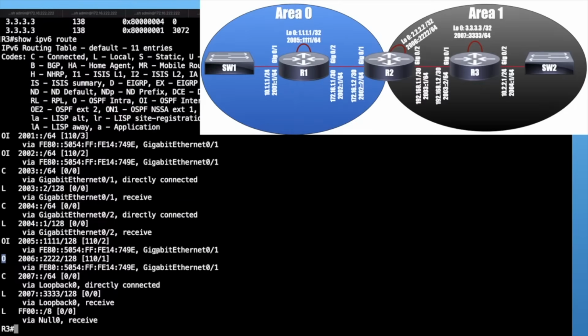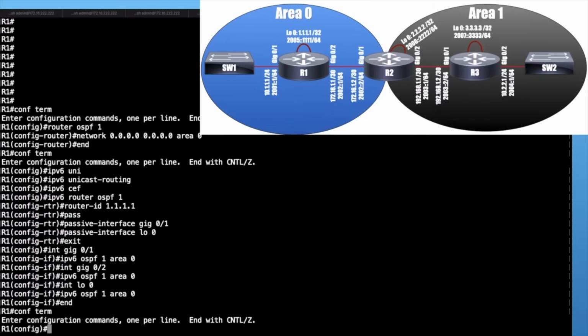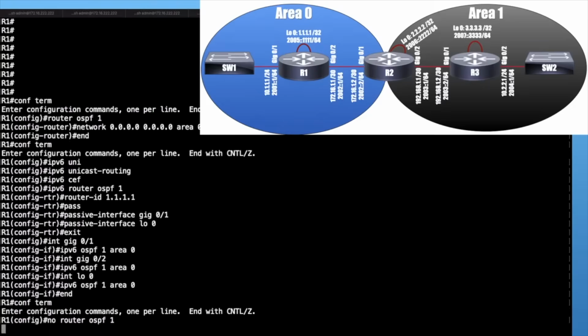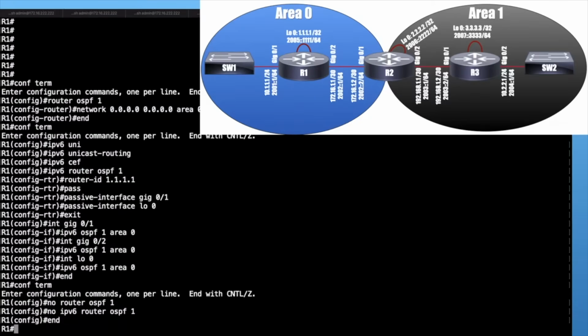Now let's use a new and improved version. It's called the address families approach. And to demonstrate this, I need to get rid of what we just did. I need to blow away our traditional configuration. Let me do that really quickly. I'll go to router R1 and say no router OSPF 1. No IPv6 router OSPF 1. Okay, got rid of OSPF on that router.